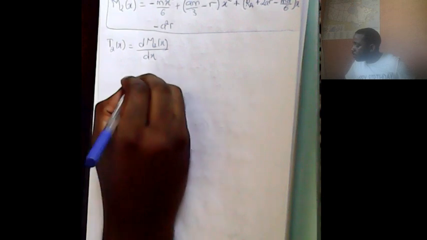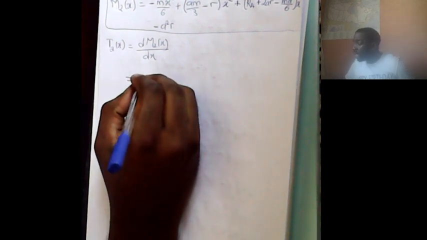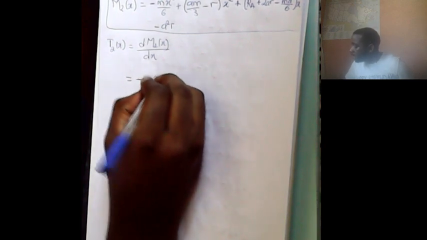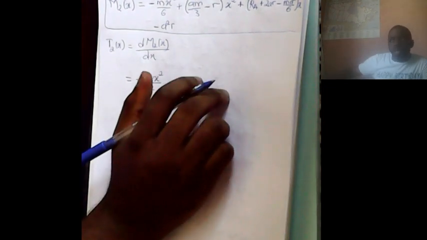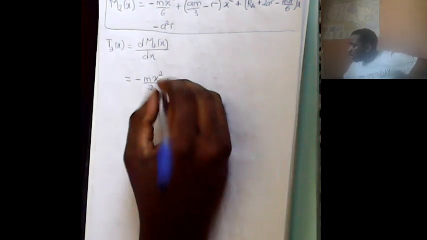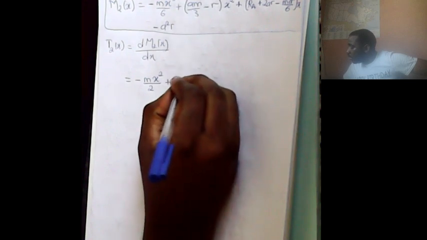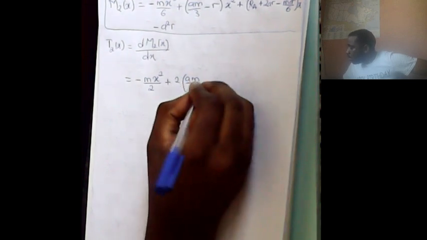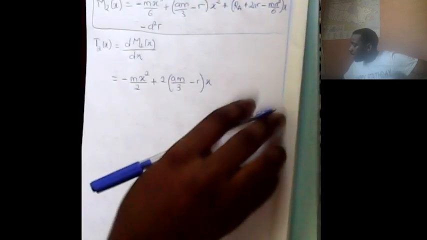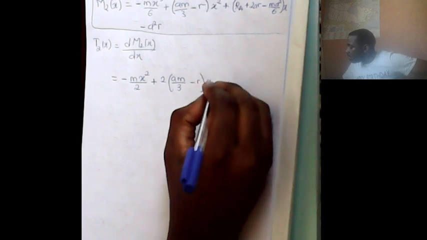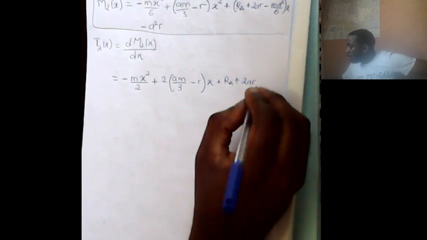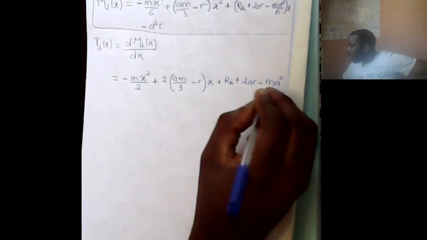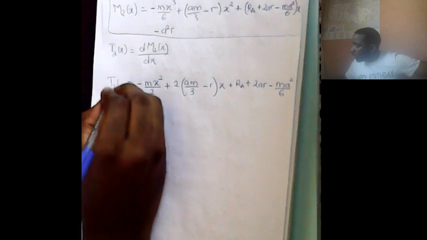So at the end of the day, what are we going to get here? I'm going to get negative m x squared divided by 2, right? And then plus 2 into am on 3 minus r, all of that times x. And then the differential of this will simply be that, plus RA plus 2AR minus MA squared on 6. And this will be T2 of x.